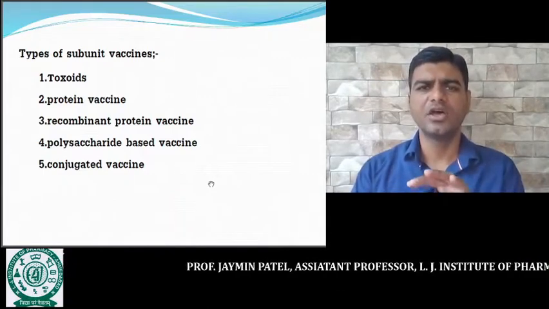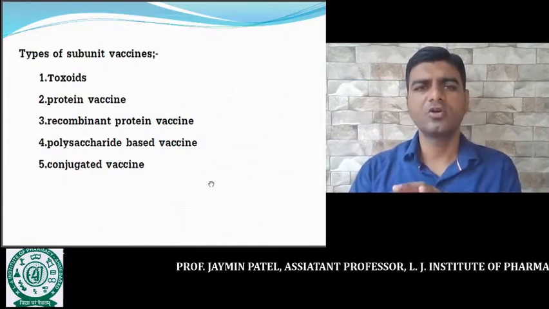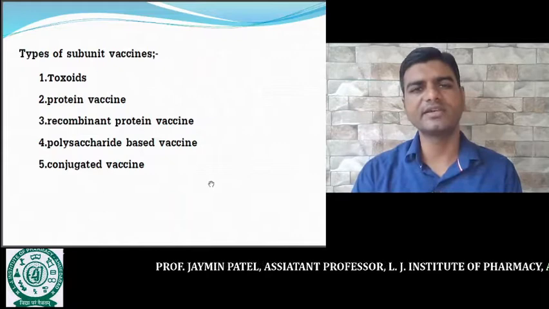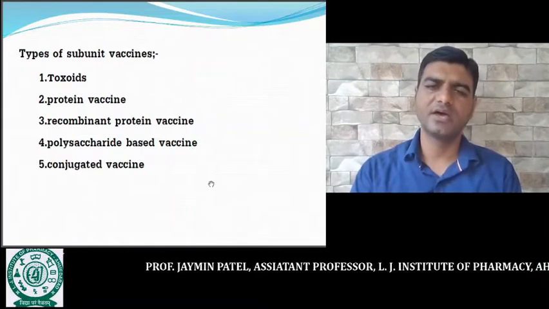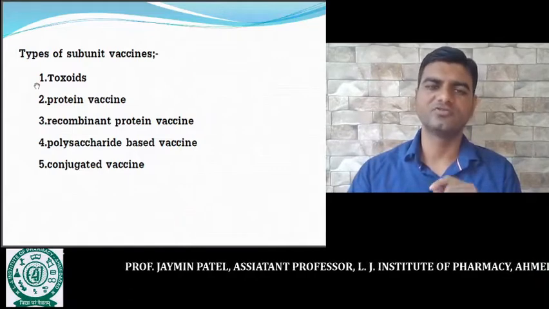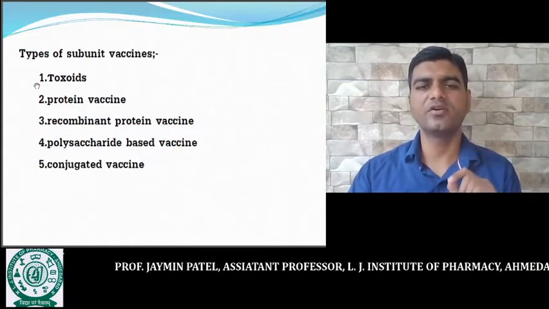So in this preparation we are not going to use the whole body of the virus. We use the specific gene sequence of the virus, and with the help of this gene sequence we are going to prepare the vaccine. So it is nothing but one type of subunit vaccine.